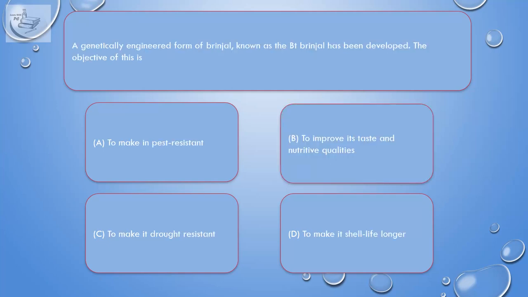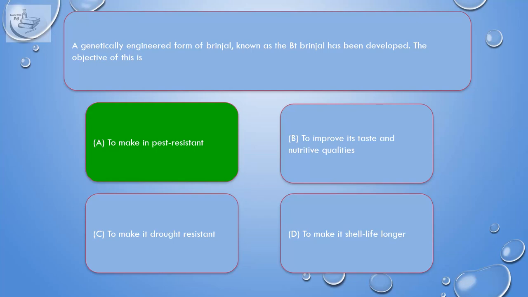Question: A genetically engineered form of brinjal known as the BT brinjal has been developed. The objective of this is A. to make it pest resistant, B. to improve its taste and nutritive qualities, C. to make it drought resistant, D. to make its shelf life longer. Correct answer is A. to make it pest resistant.